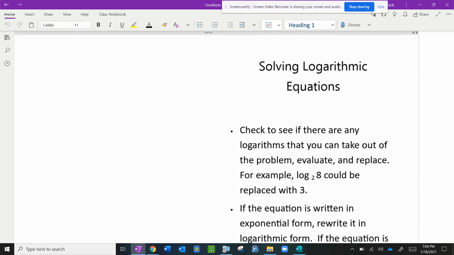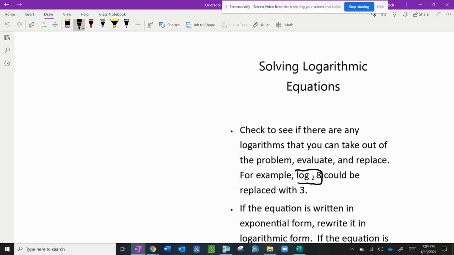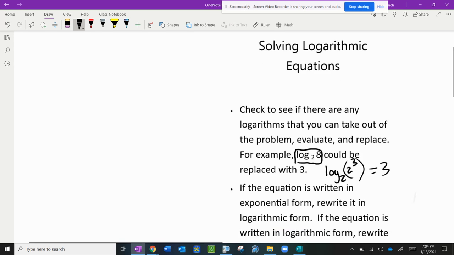When we're solving log and exponential equations, first thing we want to do is check to see if there are any logarithms that you can take out of the problem, evaluate and replace. For example, we know that log base 2 of 8 could be replaced with 3. You could either say, hey, what power of 2 is equal to 8? Or you could look at the property like this, 2 cubed, and when a log and the input of it is an exponential with the same base, the output is the power.